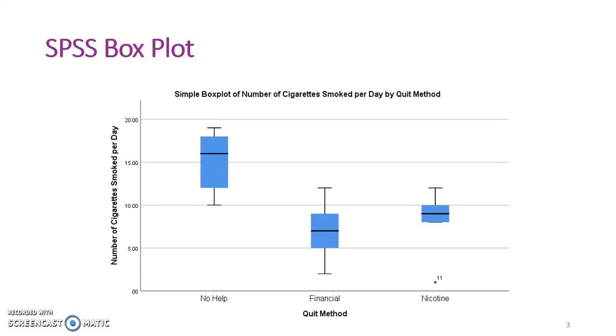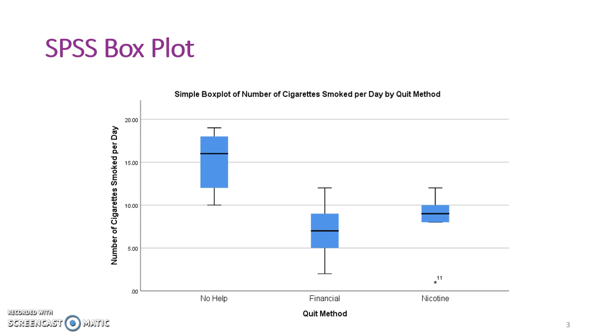This is what an SPSS box plot would look like for the groups of the predictor against the outcome. On the y-axis, we have the number of cigarettes smoked per day. That's our outcome. And then we have these box plots of the different quit methods. From just looking at the box plots, we get some preliminary idea of whether we have mean differences across the groups. Eyeballing these box plots, we can see that the mean for the no help group is much higher than for the financial incentive or the nicotine groups.